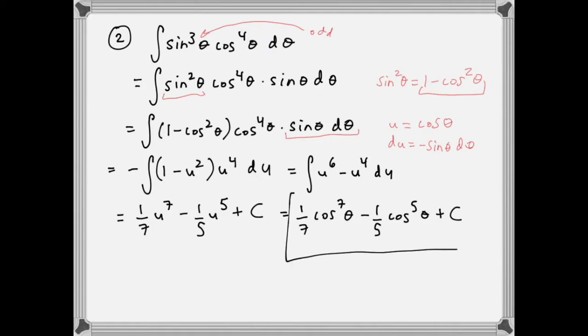Let me make that a little more clear. There we go. Okay. Again, it's a pretty straightforward process, right? Let me do another example. Okay, so this will be number 3. I'm going to illustrate what you do when you have two different ones that are odd.